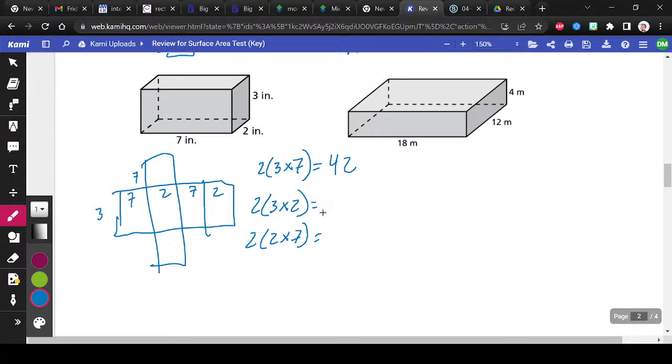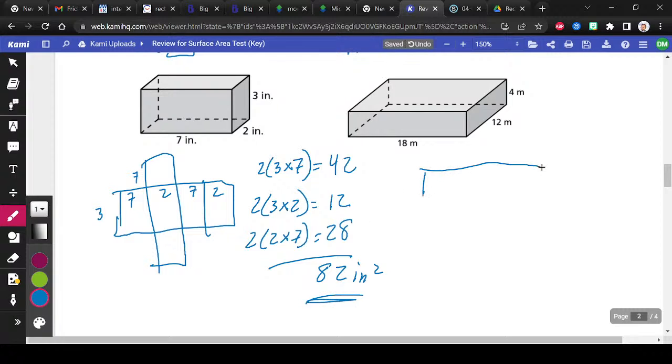2 times 3 times 2 is 12. And 2 times 2 times 7 is 28. So we're going to go 42 plus 12 plus 28. That gives us 82. And that's inches squared.